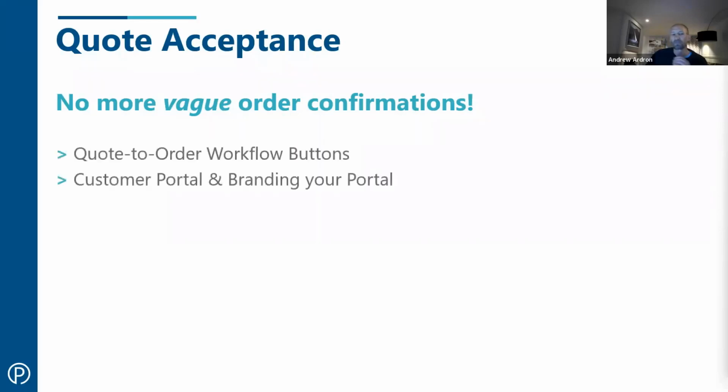So what we really want to do is make sure we've got our quote to order workflow buttons embedded in our email and in our PDF. We had them in the emails for a while. We've added the functionality. You can put them in the PDF now. And if you don't have them in both your templates, email and PDF, definitely go ahead and do that. Let's make it easy for the customer, whatever they're looking at.